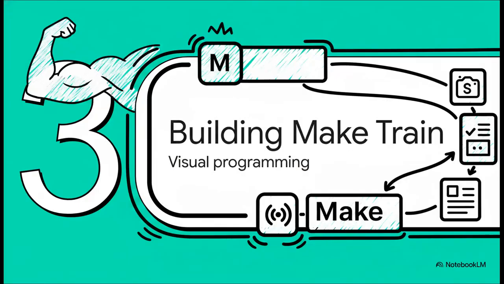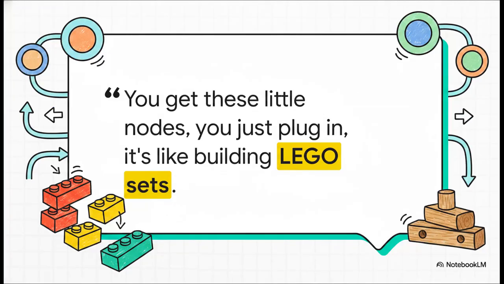Which brings us to Section 3, Building the Make Train. Visual programming with webhooks. If you aren't a traditional coder, you are absolutely going to love make.com. As the source describes it, it's entirely visual programming. You get these little circular nodes on your screen, and you literally drag and drop them to connect them. It genuinely feels like snapping together Lego sets or Lincoln Logs from when we were kids. You don't have to write lines of complex code, you just visually build the path you want your data to travel along.